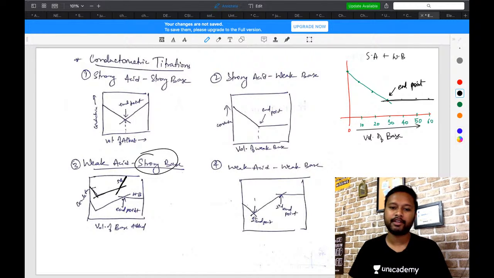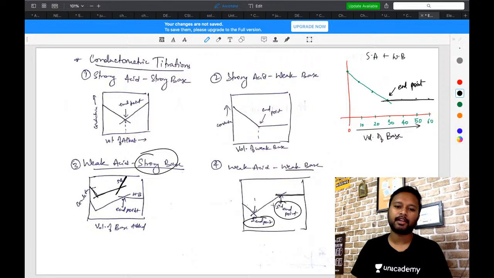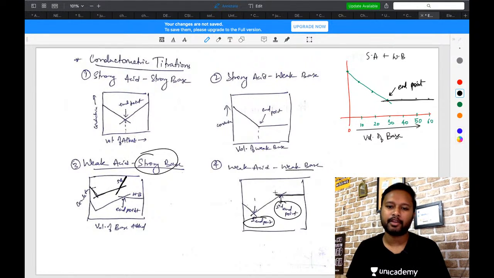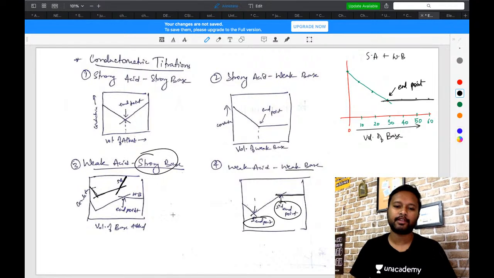If we take a weak acid and a weak base, since it is a weak base, at the end instead of an increase we will just get a flat line. In this case you get two endpoints. That is because, first, the acid is neutralized, and from here to here the salt is formed. For example, take a weak acid, let's say CH3COOH, and a weak base, let's say ammonium hydroxide.